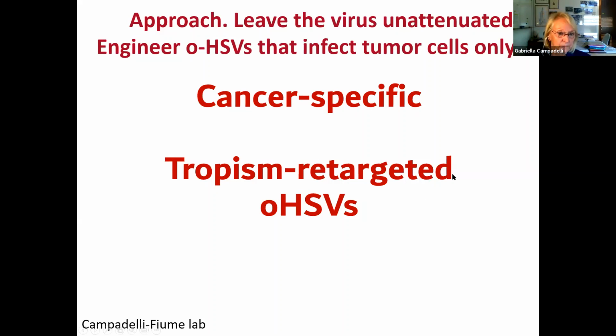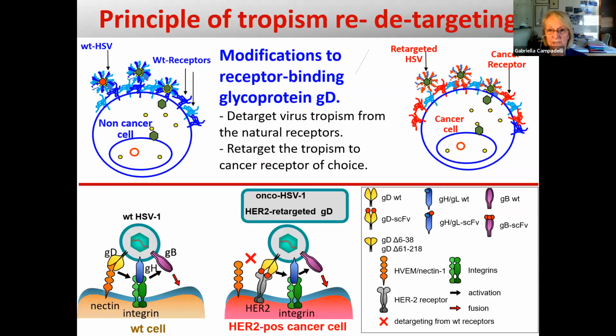And the line of research that we followed was to modify the tropism of the virus and retarget the tropism of the virus to the cancer cells, which is depicted here. This would be the wild-type virus, with its glycoprotein, here in blue. The wild-type virus glycoprotein interacts with the natural receptor of the virus, which is also blue, and this leads to HSV entry into the cell.